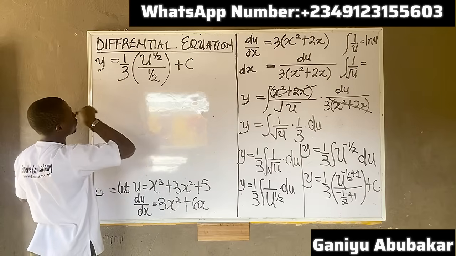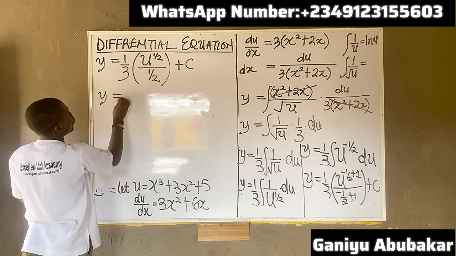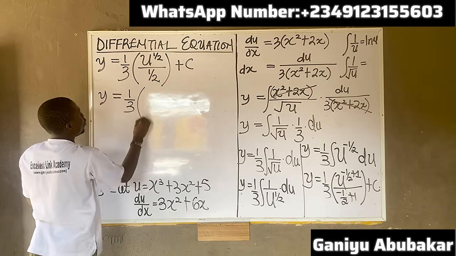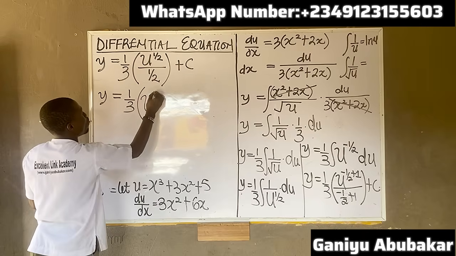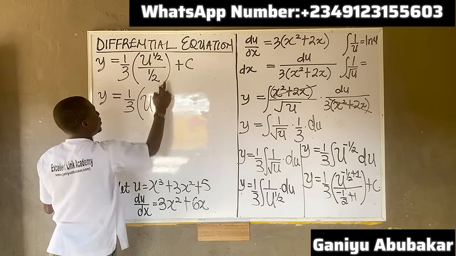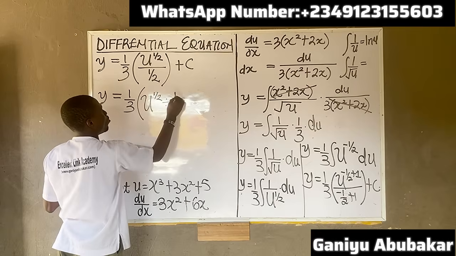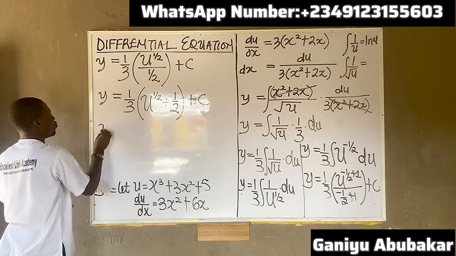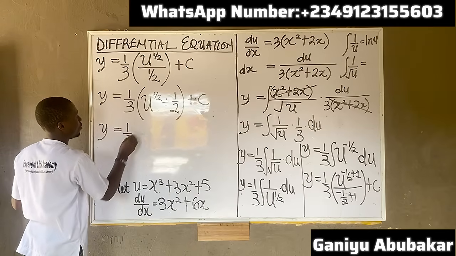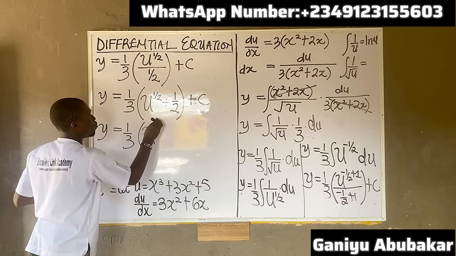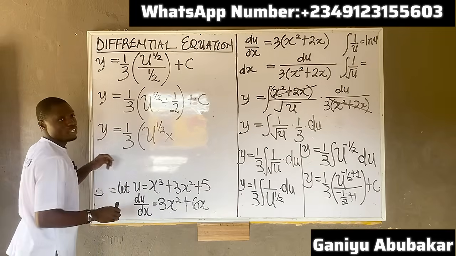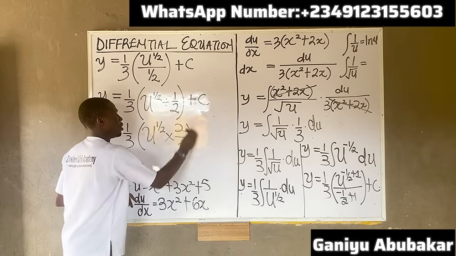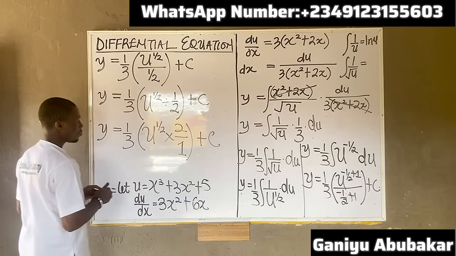Next task here. This gives you y equal to 1/3 into u to the power of 1/2. This line means divided by 1/2, then plus c. This gives you y equals 1/3 into u to the power of 1/2 times, change the division to times, that gives you this 2 comes up here over 1 goes down here, then plus c.